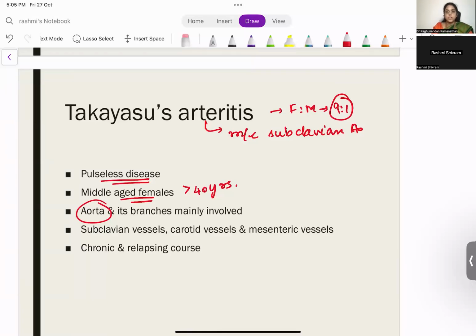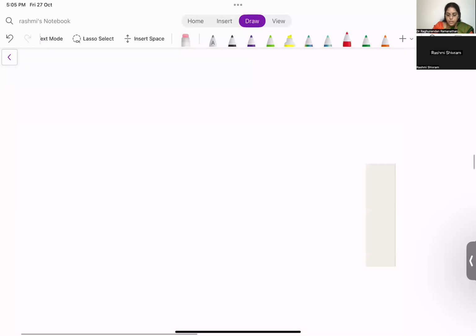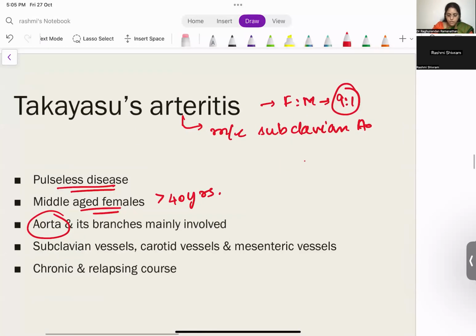So in patients with Takayasu arteritis, what happens? Even the heart can be involved. And the most common presentation in the heart will be aortic regurgitation.